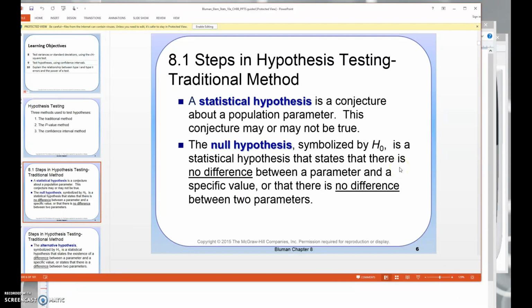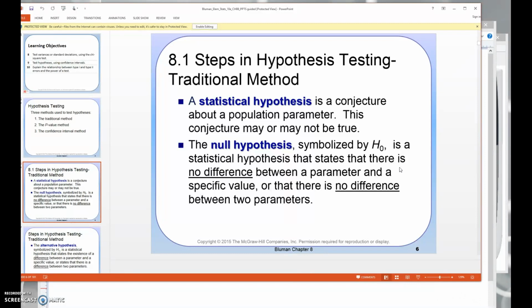Hypothesis testing is a decision-making process for evaluating claims about a population. The researcher must do multiple steps in order to decide if they should reject or accept the claim. In our course, we're going to be simplifying this down to 5 steps.